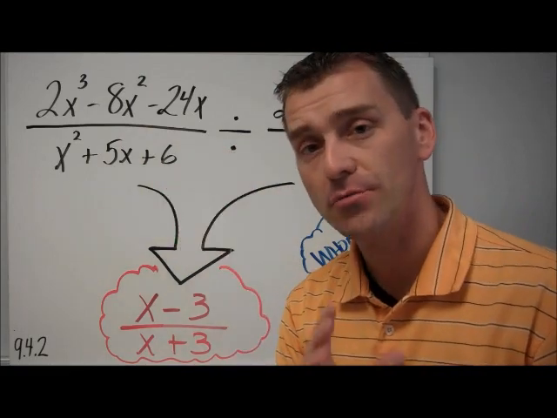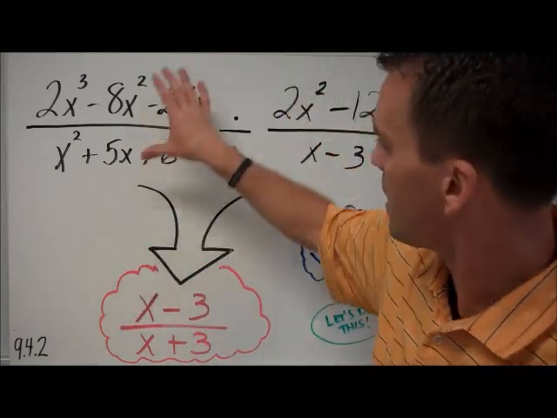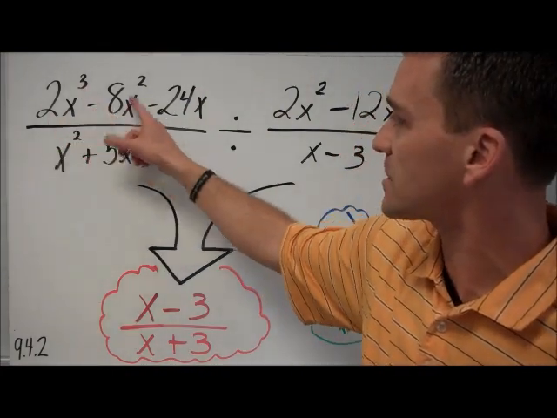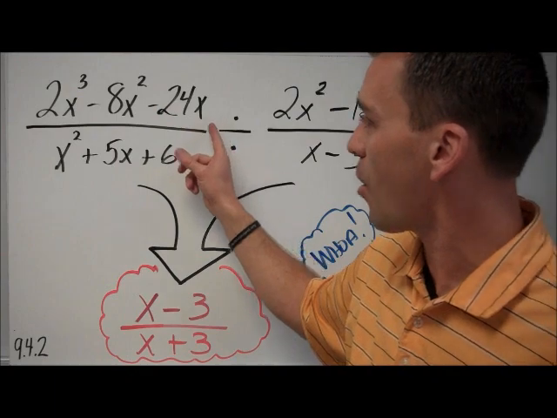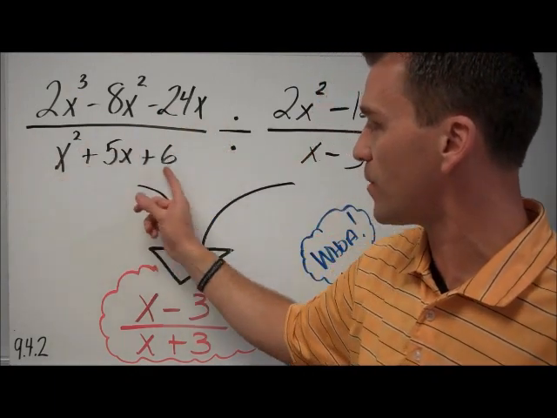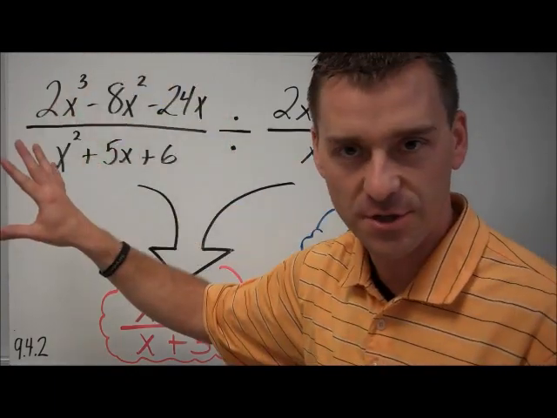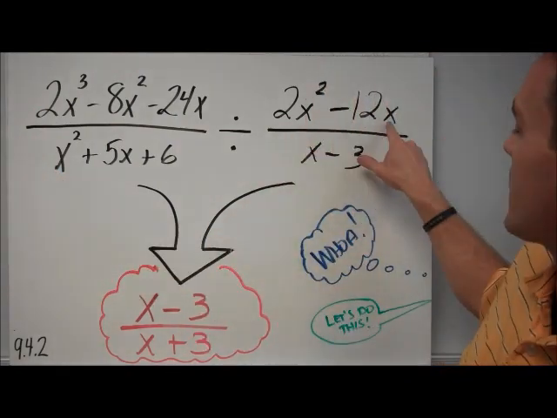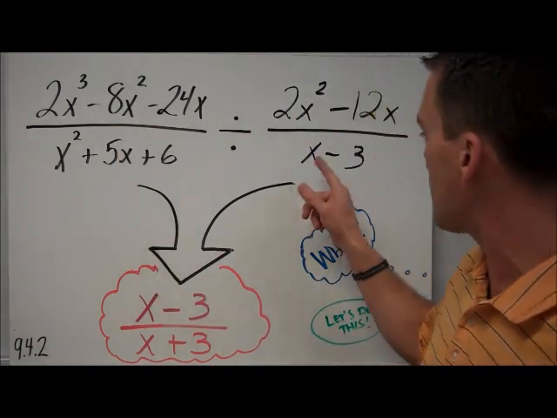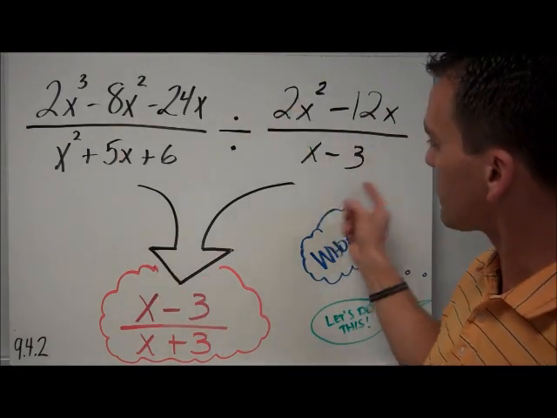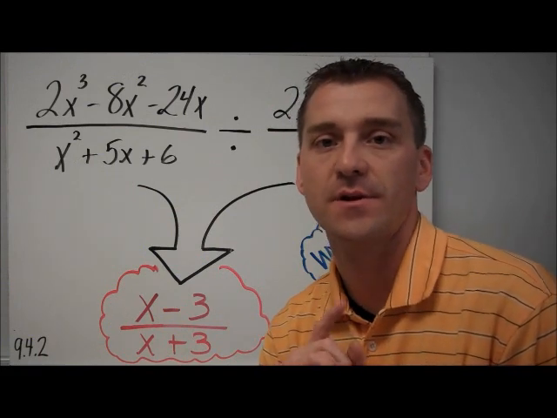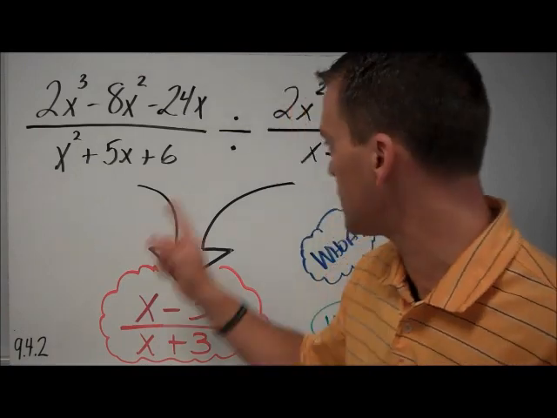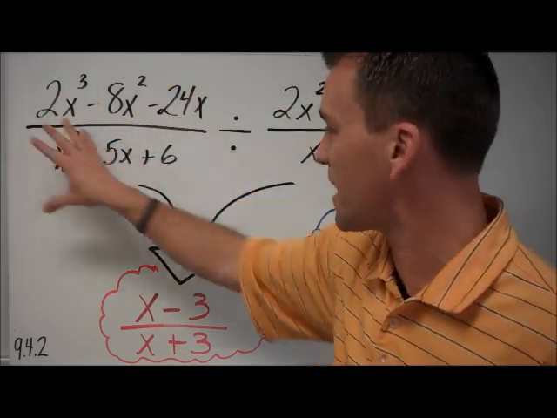So what you should do right now on your graphic organizer is copy this example down, and I know it looks crazy, but you have 2x to the third minus 8x squared minus 24x all over x squared plus 5x plus 6. So there's that first rational expression. There is a second rational expression on the right, 2x squared minus 12x, and that is divided by x minus 3. And as you see, there is an operation between those two rational expressions. That operation is division.